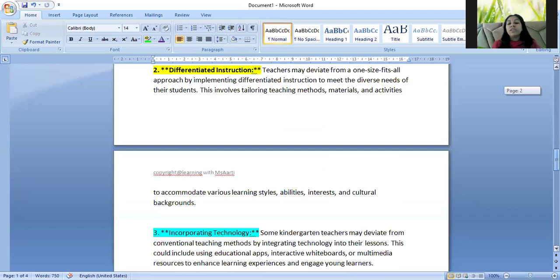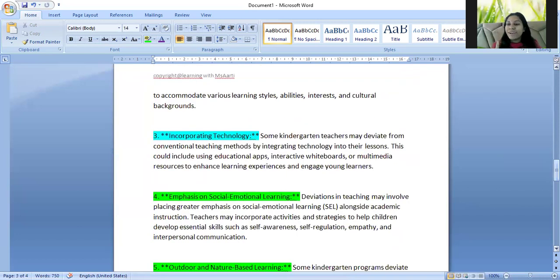to accommodate various learning styles, ability, interest, and cultural backgrounds. So differentiated instruction should be given a thumbs up in the classroom. It should be motivated. Next one is incorporating technology.